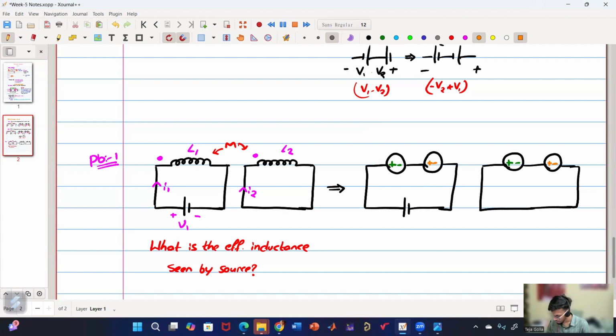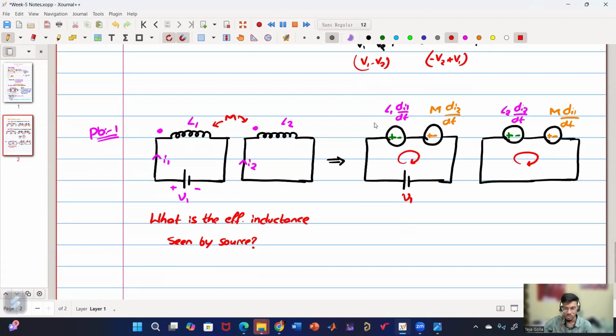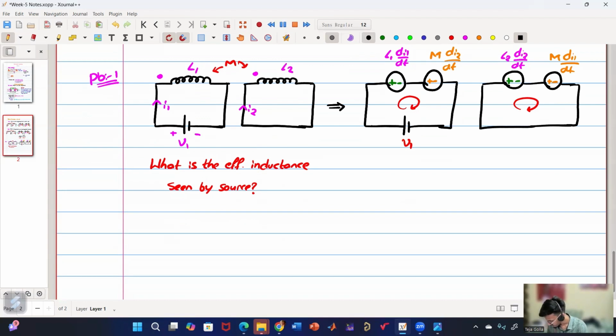So after doing this, now I'll write which is what. This is L1 di1 by dt, this is L2 di2 by dt, and then this is M di2 by dt, and here this is M di1 by dt. And this voltage is V1. So let us apply KVL here and then KVL in the other one. So here we'll get V1 minus L1 di1 by dt minus M di2 by dt equals 0. Agree everyone?